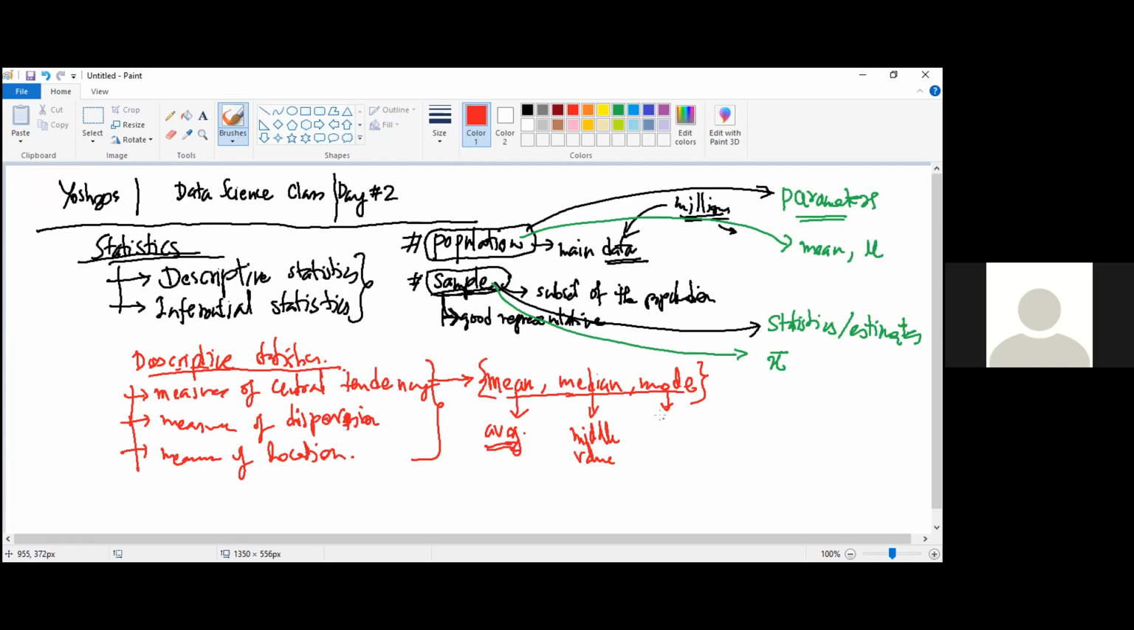And mode is the third measure of central tendency, and that refers to the data that occurs most frequently, meaning the data with the maximum frequency, the most frequently occurring data, or the most frequently occurring number in the data, you can say.